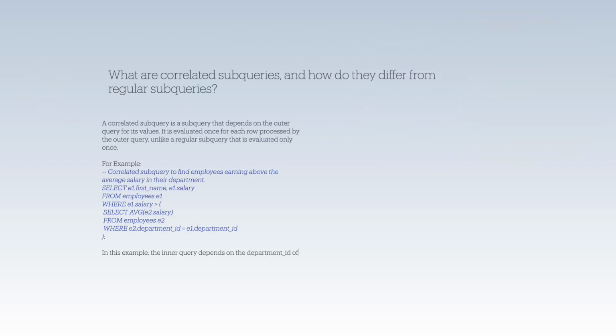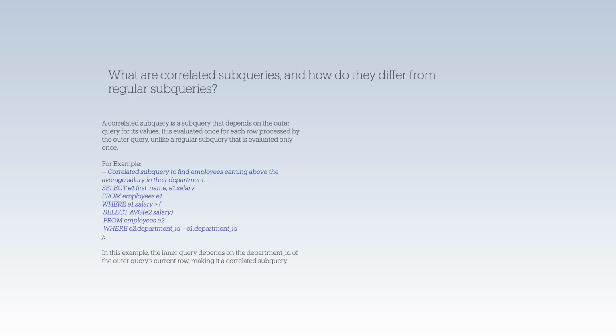Let's move to the next question. What are correlated subqueries and how do they differ from regular subqueries? First, let us see the definition. It depends on the outer query, accesses outer query data, and has a potential performance impact. A correlated subquery is a subquery that depends on the outer query for its values. It is evaluated once for each row processed by the outer query, unlike a regular subquery that is evaluated only once.